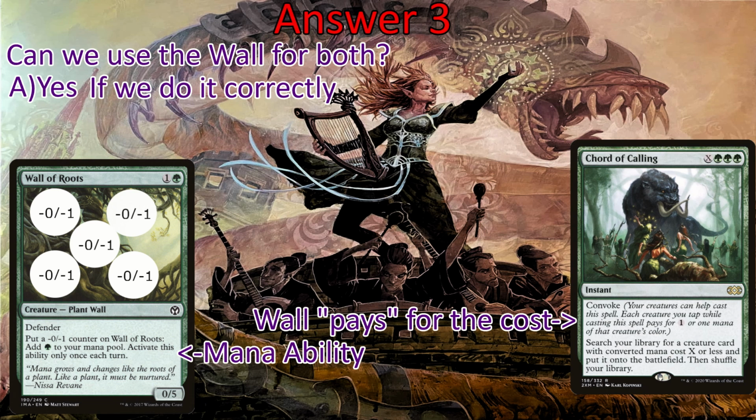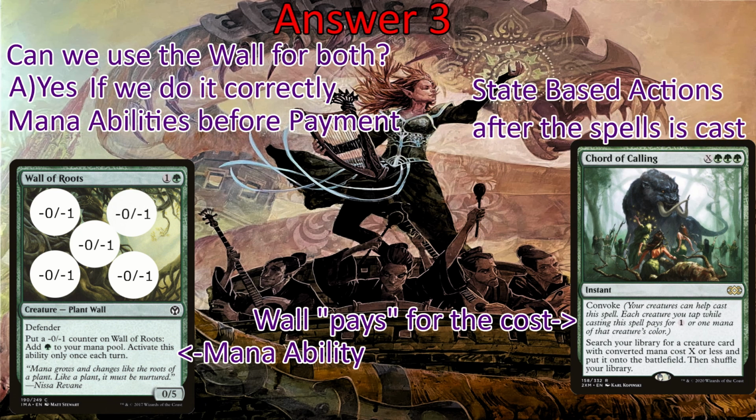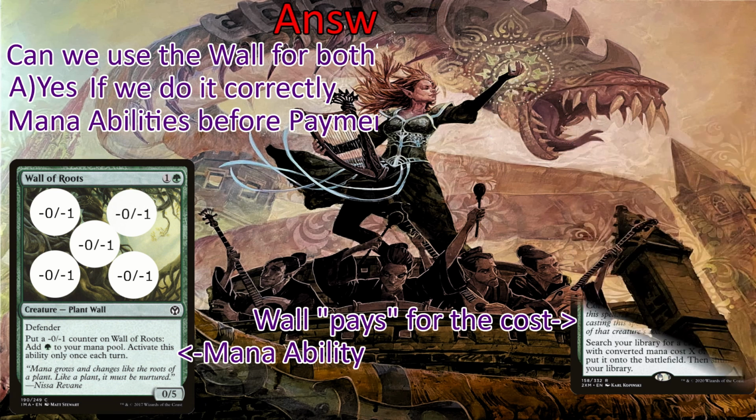The reason we can do that is because in order for creatures to die from having 0 or less toughness, state-based actions need to be checked, and those are not checked while we are casting a spell. So what will happen here is Chord of Calling will be cast for whatever X we choose, and with the Chord of Calling on the stack, the Wall of Roots will die and go to the graveyard.